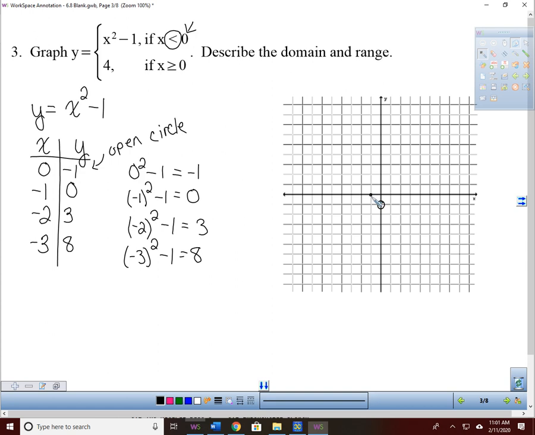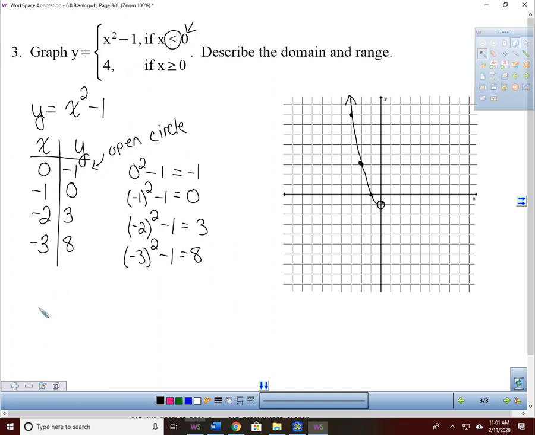-1, 0, -2, 1, 2, 3, -3, 4, 5, 6, 7, 8. And I'm going to draw all of those together. So in other words, I'm here, don't color in that circle, and this is going to extend up, put an arrow on the end. So that's one piece of my graph.